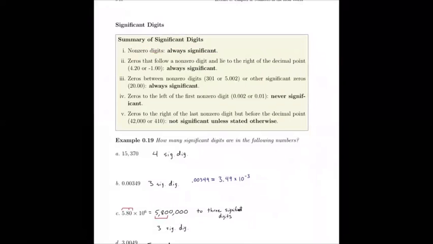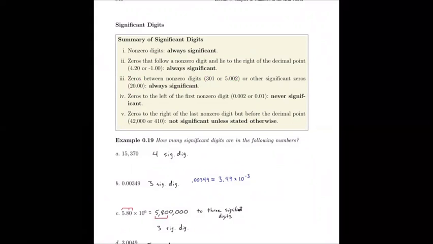Now, zeros that follow a non-zero digit and lie to the right of a decimal place. In other words, that 0 and these 2 zeros, these are always significant. Those are telling us to what precision a measurement is made. So in other words, this number is not rounded from 4.19. It's been measured to be accurate to the nearest hundredths place. Zeros between non-zero digits, here and here, are also significant digits. These two zeros are significant, so that makes this one significant as well.